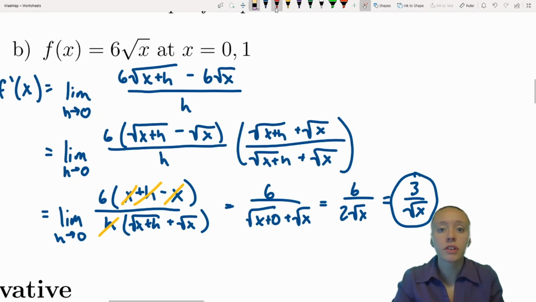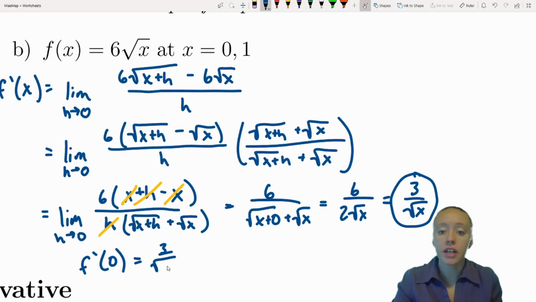So the first derivative we're going to find is f prime of 0. If I take 0 and try to plug it in, I'll get 3 over the square root of 0. Can't do that. So actually my derivative at 0 is undefined.